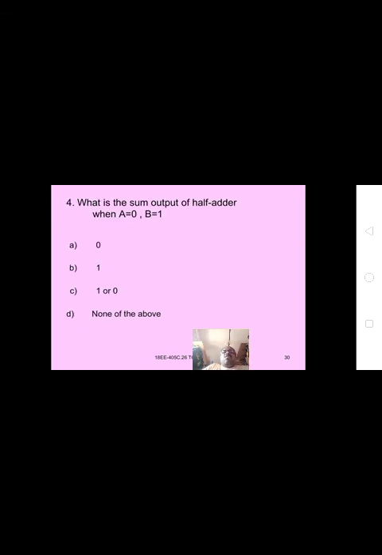What is the sum output of half adder when A equal to 0, B equal to 1? A, 0; B, 1; C, 1 or 0; D, none of the above. According to the question, output is B. It is 1.